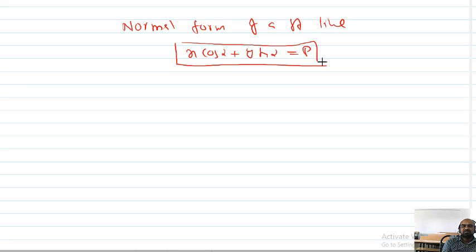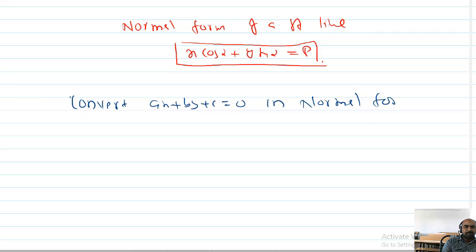Okay. Important thing, students. Important. Convert ax plus by plus c equal to 0 into normal form. Important. So convert this equation to normal form.